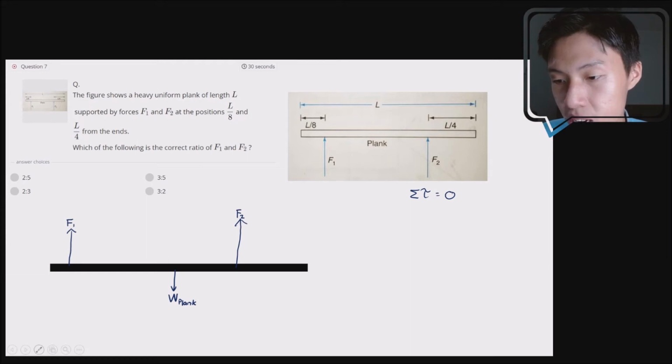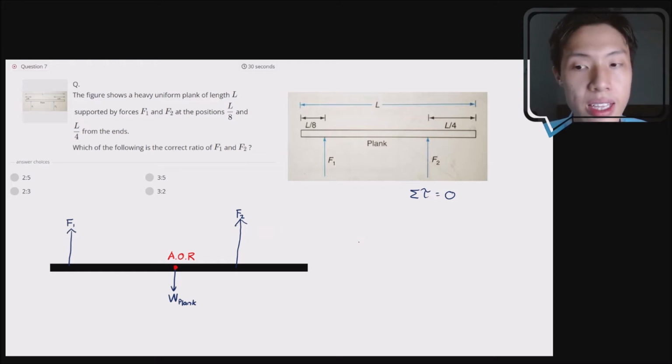Therefore, where should you pick as your axis of rotation? You should pick the point where you are not interested. Okay, so now you pick your point. This point here is the point where you are not interested. Now you can start to construct your equation.